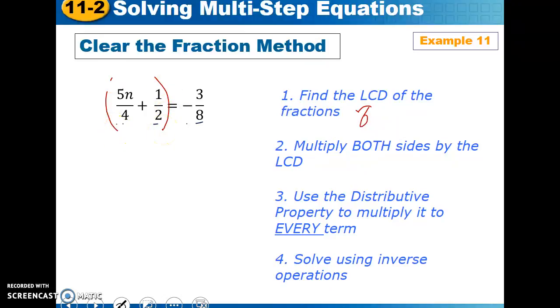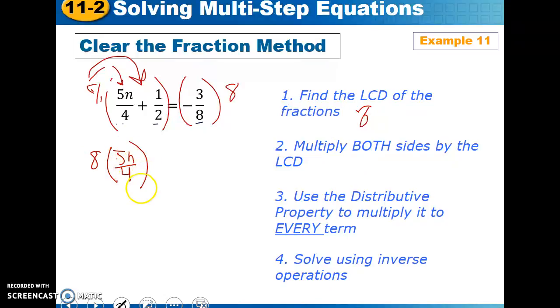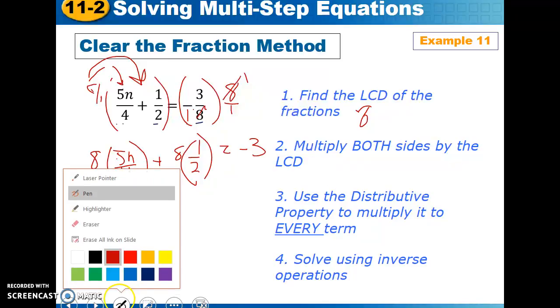So this is where we use that distributive property, multiplying everything on this side by 8, and then multiplying on this side by 8. So here we're taking 8 times the 5n over 4 plus 8 times 1/2 equaling, I'm just going to multiply here. Again, I can simplify before I multiply. These 8s, you can just divide them by 8, leaving you with 1. So that's just negative 3 over 1, which is just negative 3. So here, I'm going to simplify.